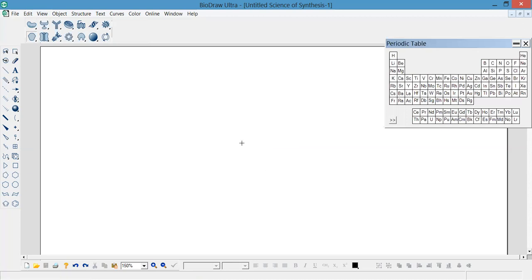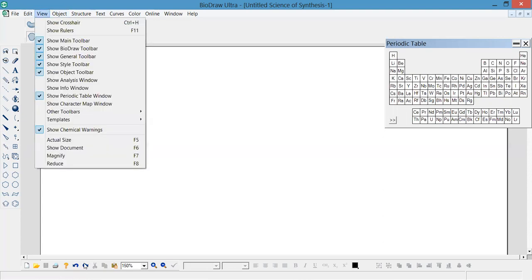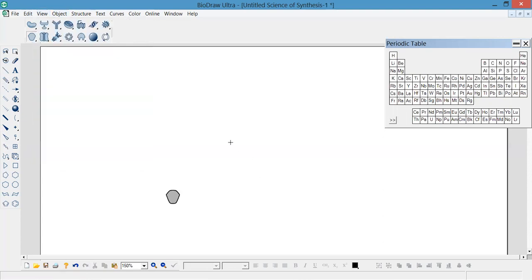Now these are the toolbars. This is the main functional toolbar, functional key. This is the main toolbar. This is the BioDraw toolbar. This is a style toolbar. This is the object toolbar. And general toolbar, like this. Now, by using this, we can draw the structure.